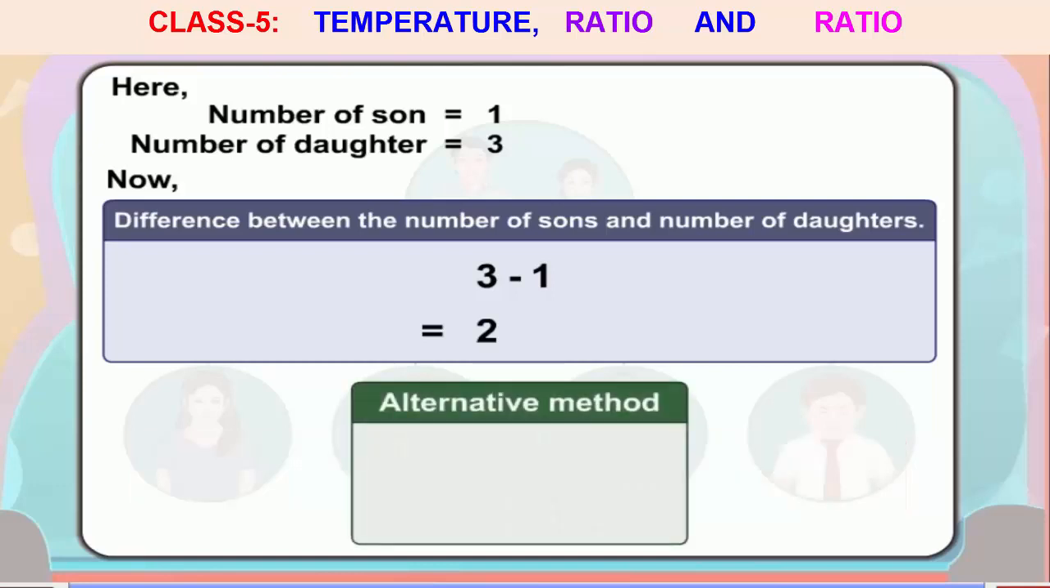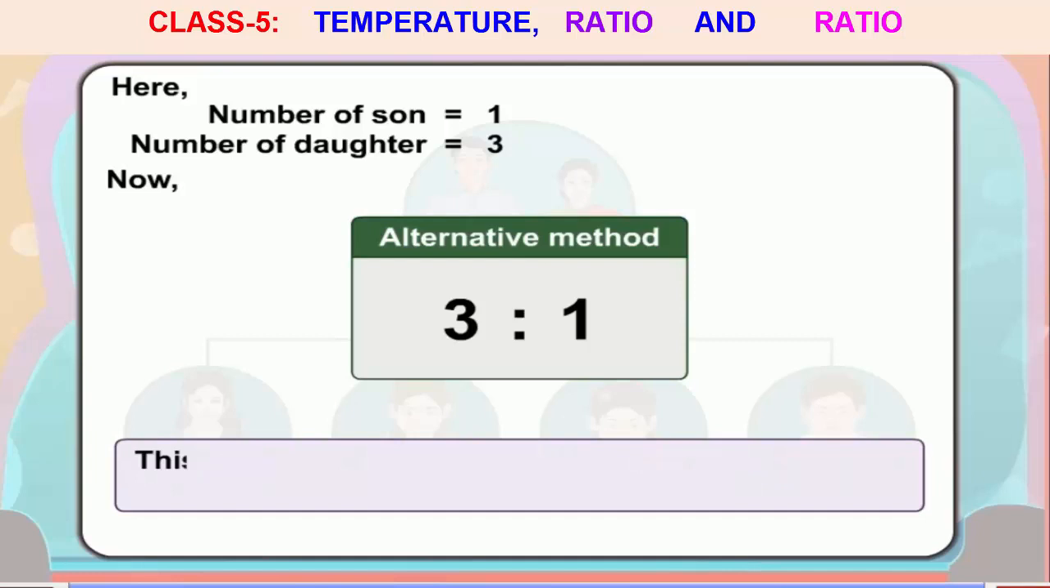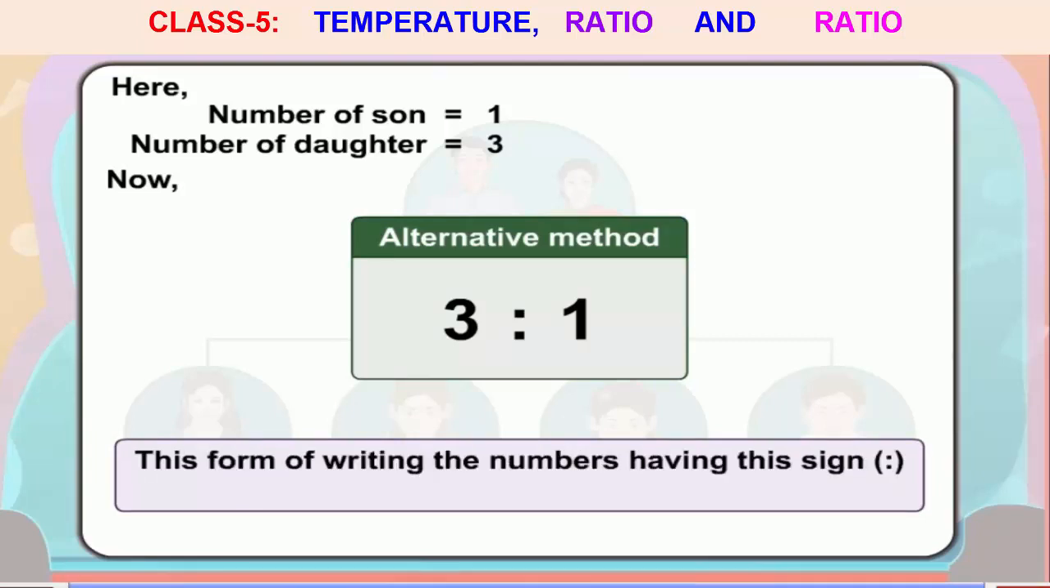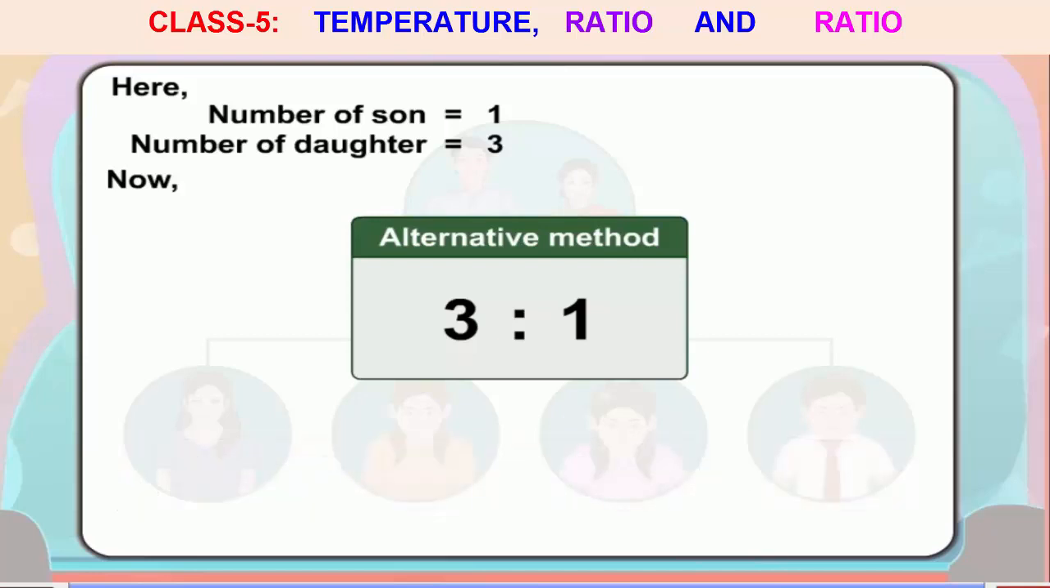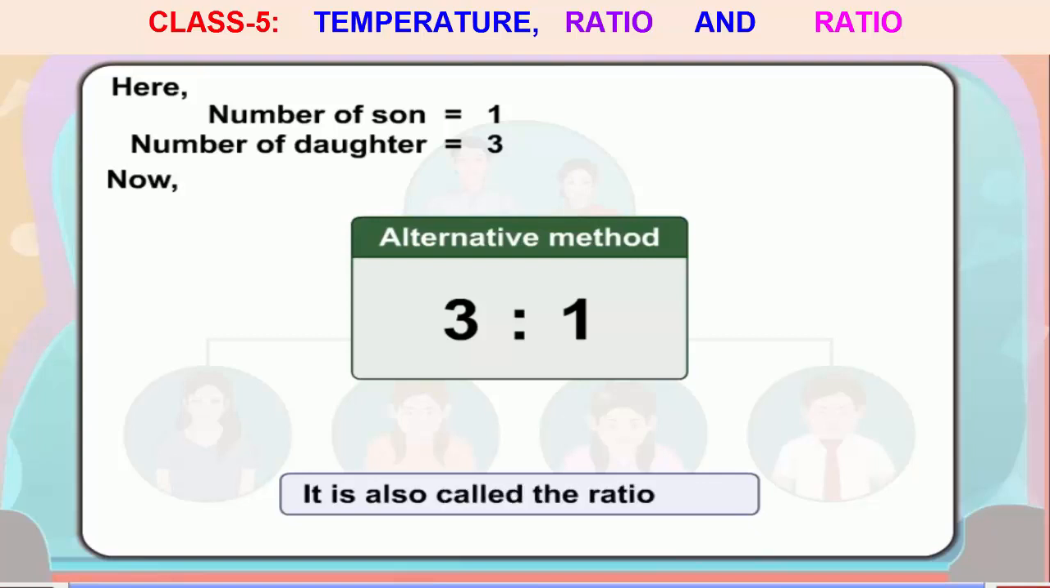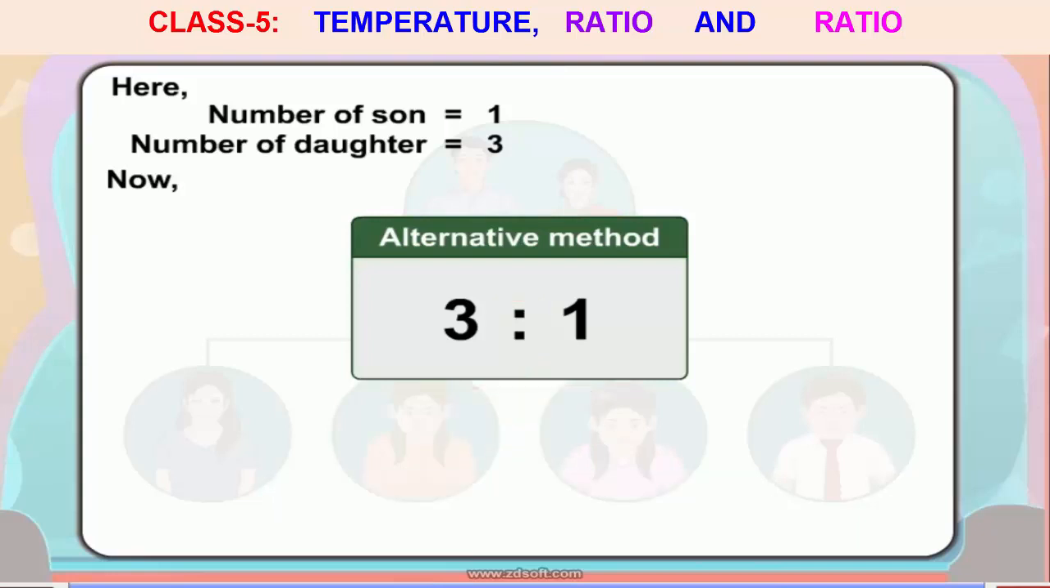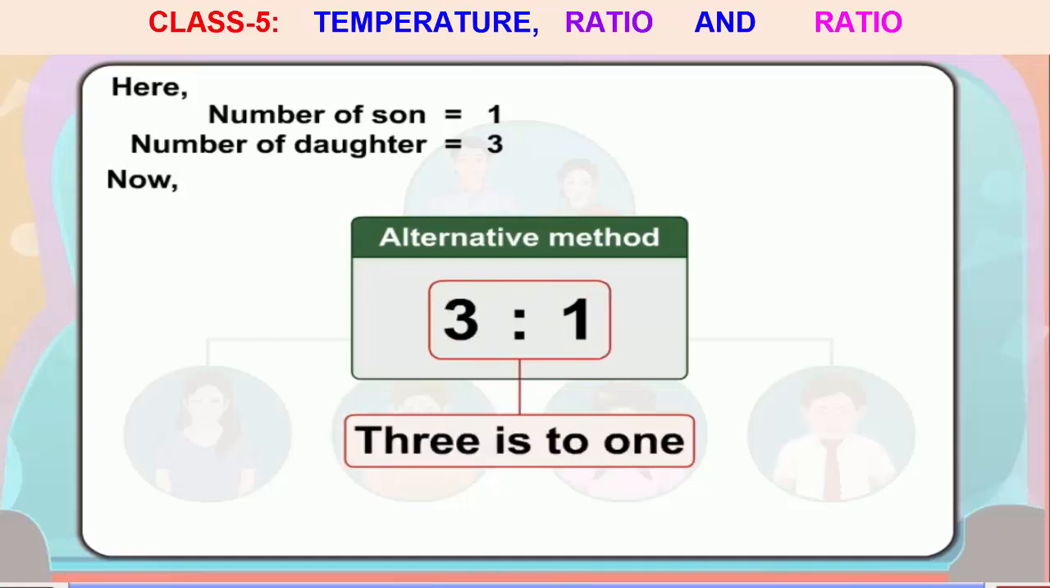In mathematics, we can also write it as 3, this sign, and 1. This form of writing the numbers having this sign colon is called ratio. Here, this symbol in between the number 3 and the number 1 is used to denote the ratio. It is also called the ratio sign. And we read it as "is to". So here we read this ratio as 3:1.